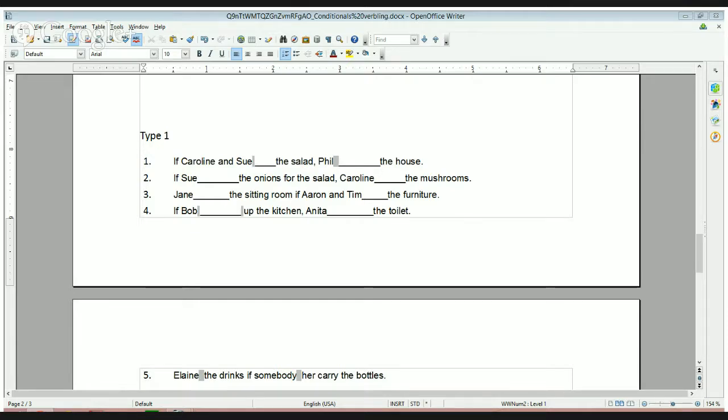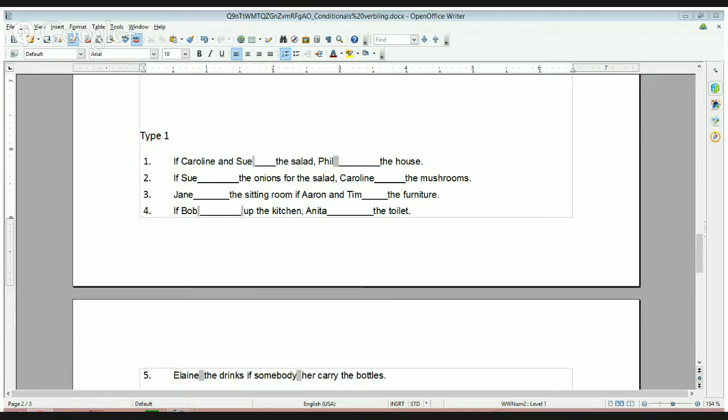The second one, we probably would change the first verb to something like chop the onions or cook the onions or slice the onions. Some verb with onions. But the other one was okay. Okay, if Sue slice the onions for the salad, Carolina cook the mushrooms. Great, excellent. Thank you very much, Adela. Paulo, will you do number 3?